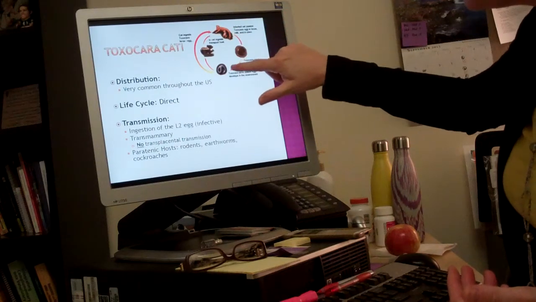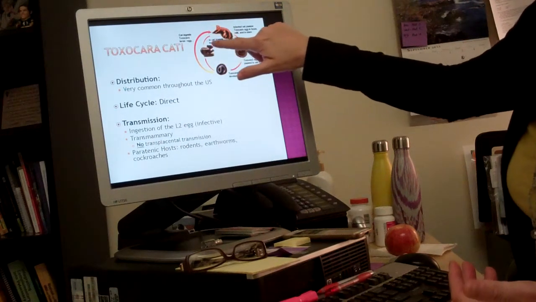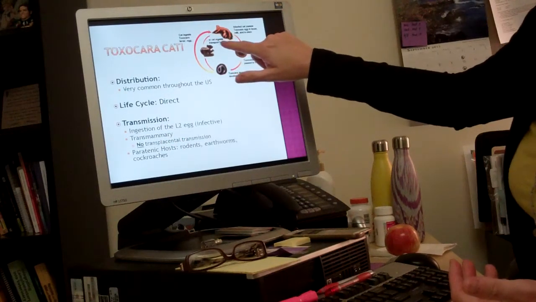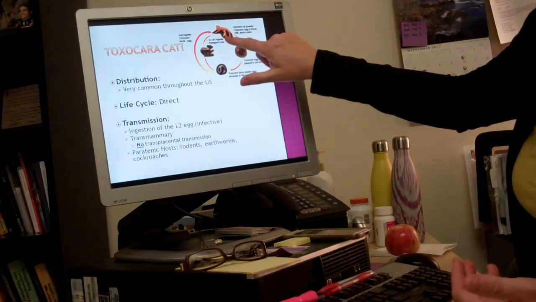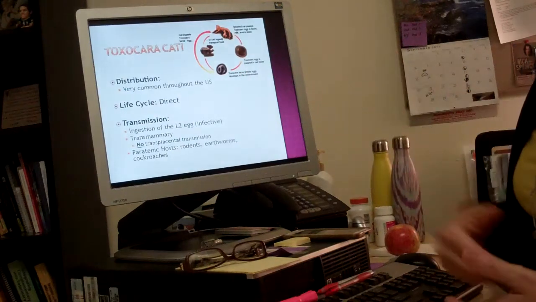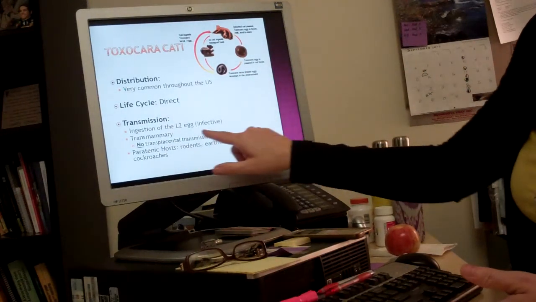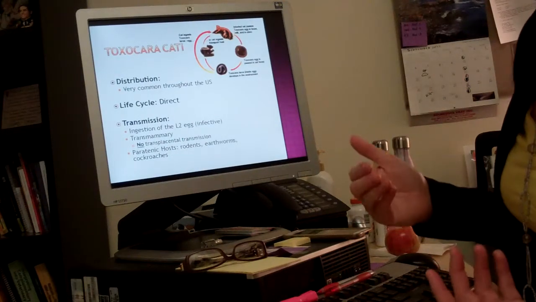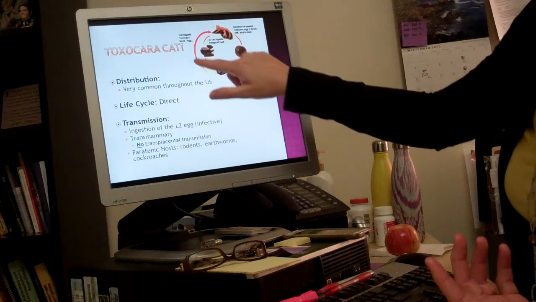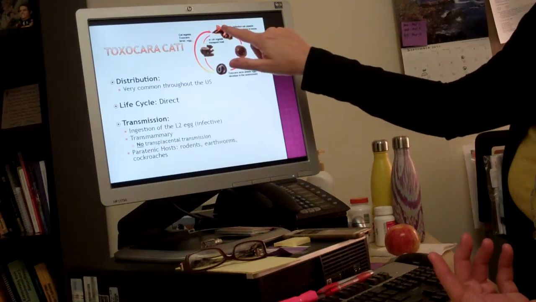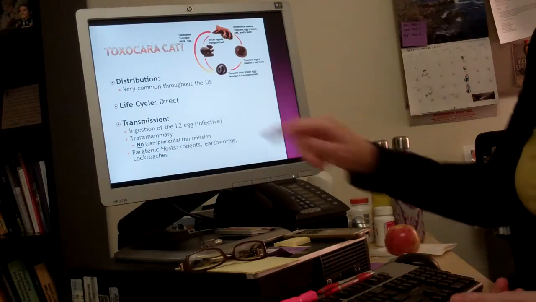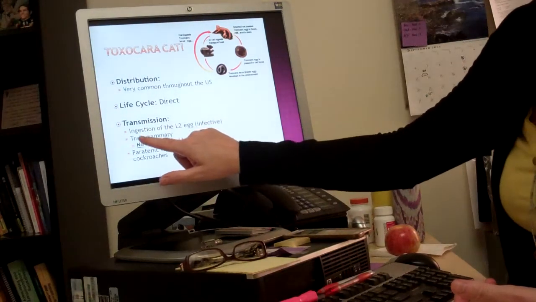You can see here that off the beaten track we have the possibility of the squirrel. It says here, or the cat ingests a transport host, a paratenic host. And so we have a lot of paratenic hosts with this parasite. The point here is the cat needs to ingest the infective stage, or the cat needs to ingest the paratenic host. There is also the possibility of transmammary.